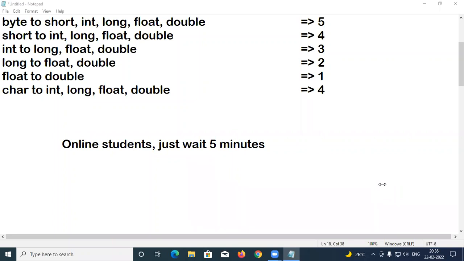For the 10th question, 9.94 is there. That is truncated. You'll get a 9.